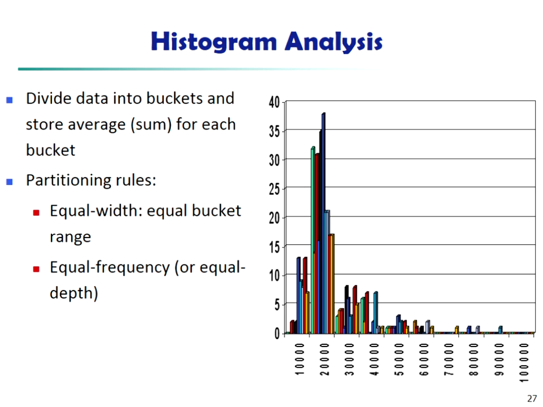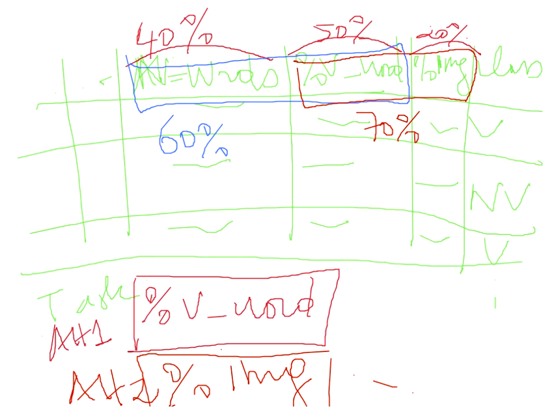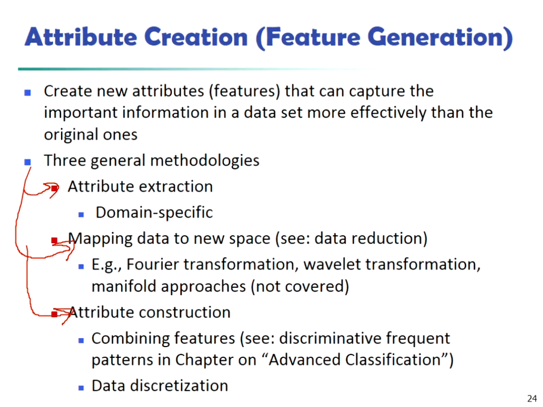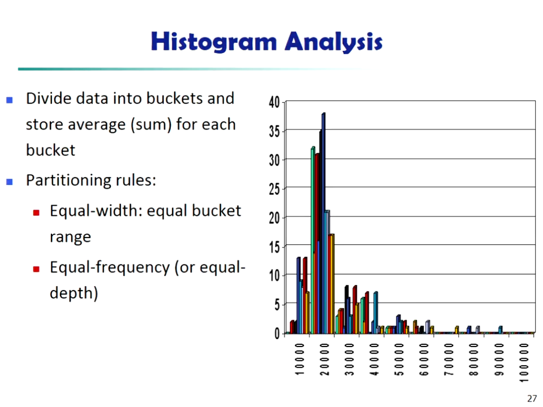For histogram analysis, let's recall that histogram is a non-parametric method, and it is used to reduce the data volume. For histograms, we divide into buckets and store the average for each. There are many manners to make the partition of these buckets. For example, equal width or equal frequency, etc.